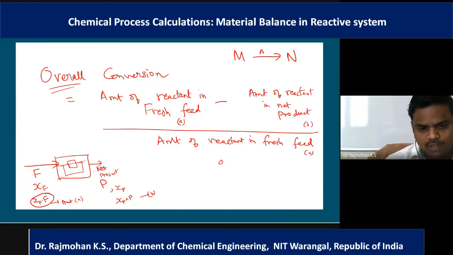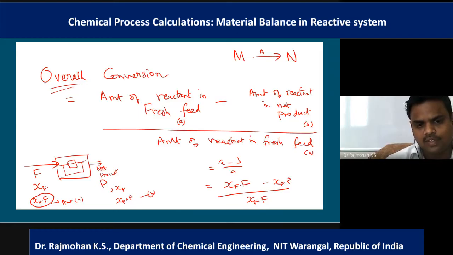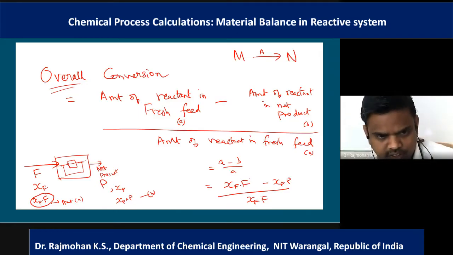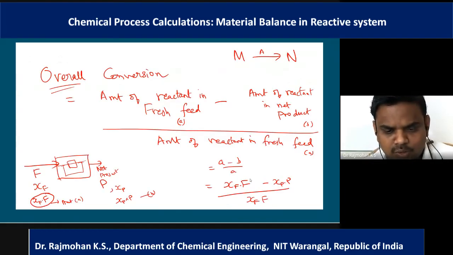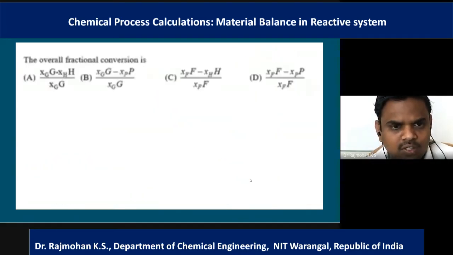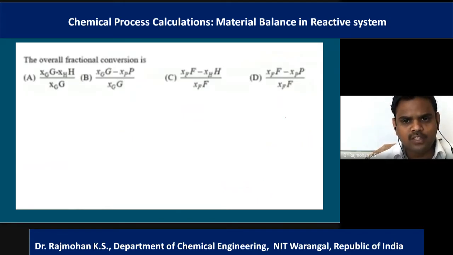So the formula is (A minus B) by A, where A is XF into F minus XP into P divided by XF into F. Okay, so that is there in the given options. We'll check. In the given options, you check XF into F minus XP into P divided by XF into F.